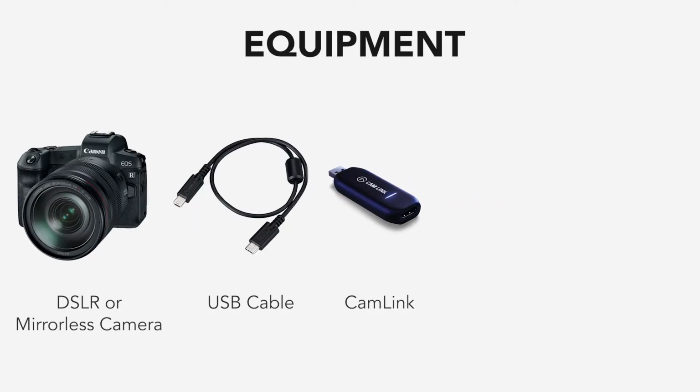Third is a cam link. I'm personally not using one. With Canon cameras, there's software that can establish that connection between the camera and computer. But for those using an alternate brand, maybe Nikon or Sony or Panasonic, a cam link will be necessary. A cam link is an adapter that you plug the USB cable from the camera into, and then that cam link into the computer to establish that video source connection.